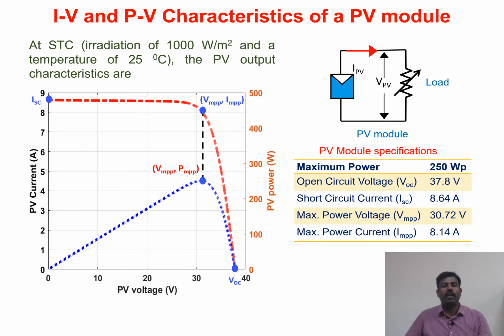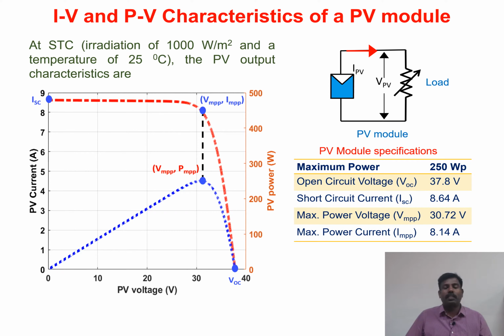To explain the IV and PV characteristics of the PV module, I have considered a 250 watt peak panel. This is a 250 watt peak panel which has an open circuit voltage of VOC and a short circuit current of 8.64 ampere. This is the IV and PV characteristics of the PV panel.